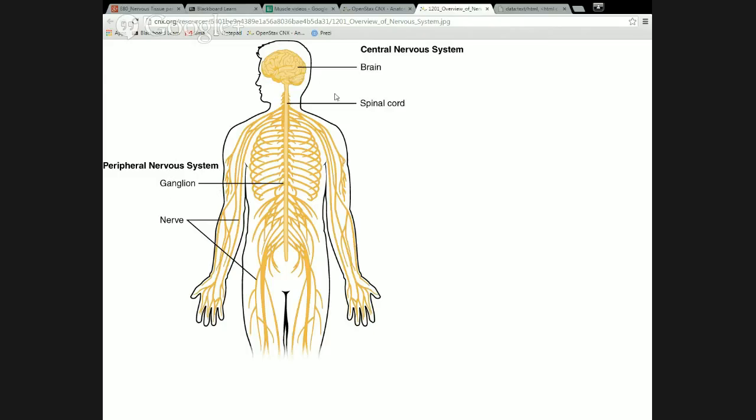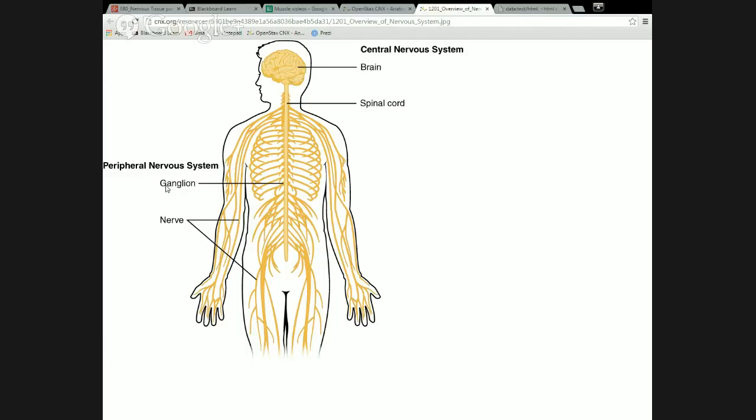Now, there is the organ that's the brain and the organ that's the spinal cord. And then everything else falls into basically two types of organs. There are nerves and there are ganglia. Ganglion is singular, ganglia is plural. A ganglion is a cluster of nerve cells or neurons, which we're going to talk about a little bit later on, found in the periphery.